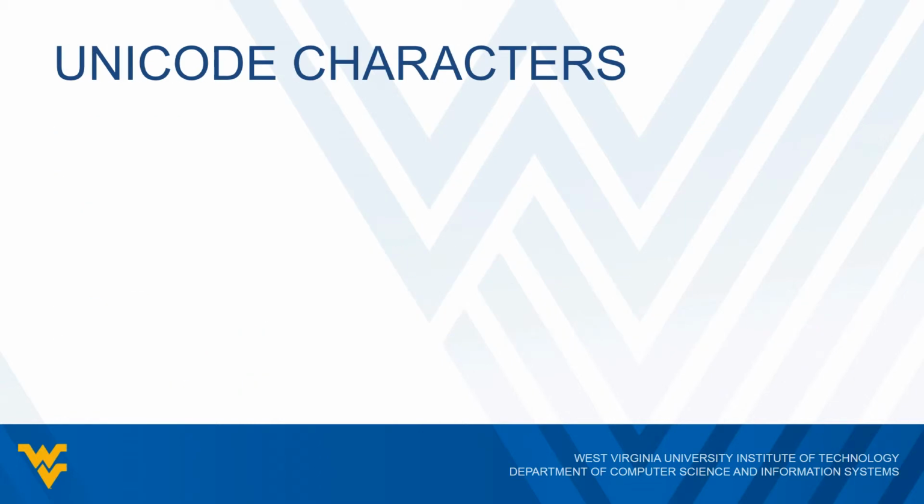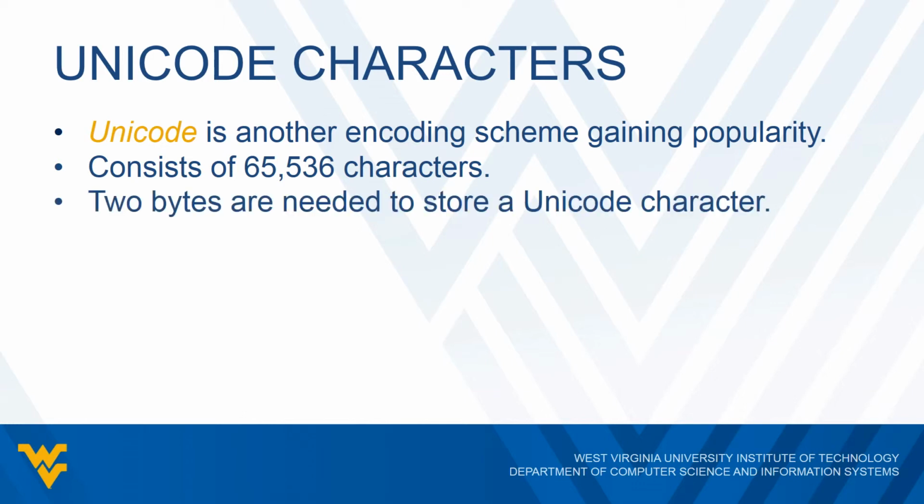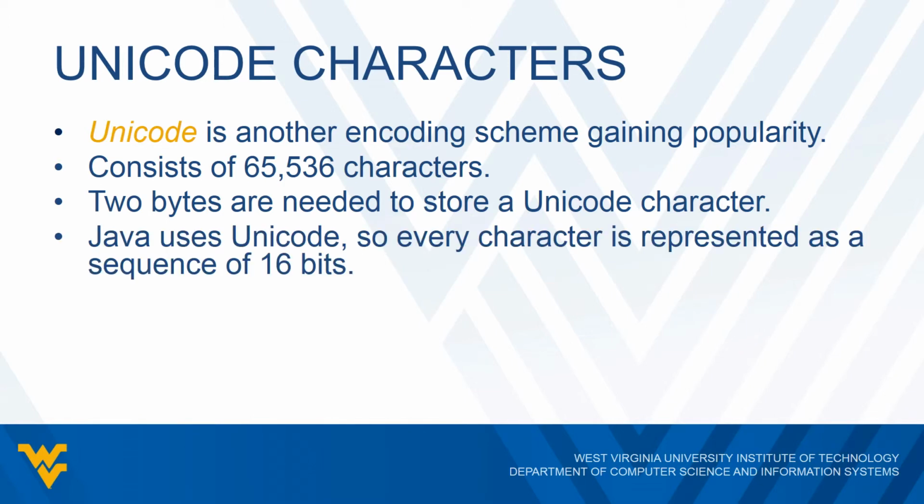Now there is a second encoding scheme that we can use. In fact, it's becoming more and more popular, and this is called Unicode. What makes Unicode different from ASCII is that Unicode consists of 65,536 different characters, which is a big jump from ASCII, which only consists of 128 characters. And the reason why Unicode can get away with this is because we use 2 bytes instead of 1 to store a Unicode character. Now, Java, which is the programming language that we're going to be using in this class, uses the Unicode encoding scheme. So that means that every character in Java is represented as a sequence of 16 bits.